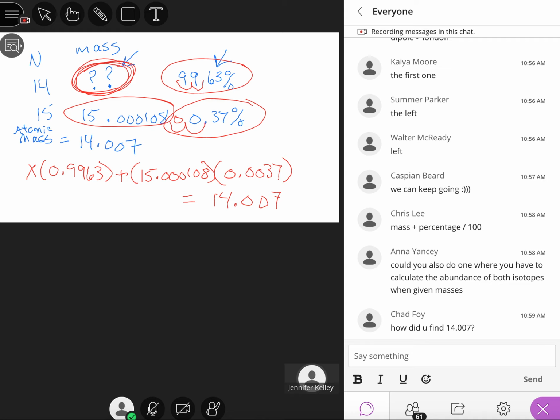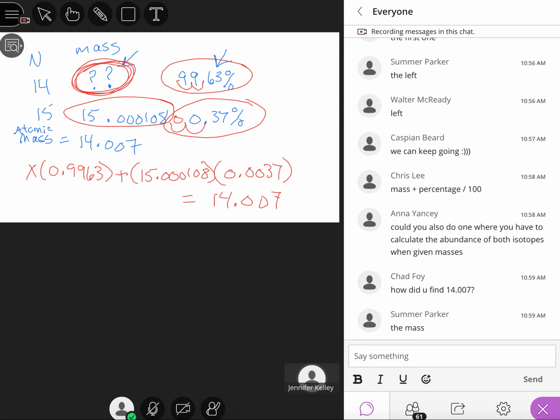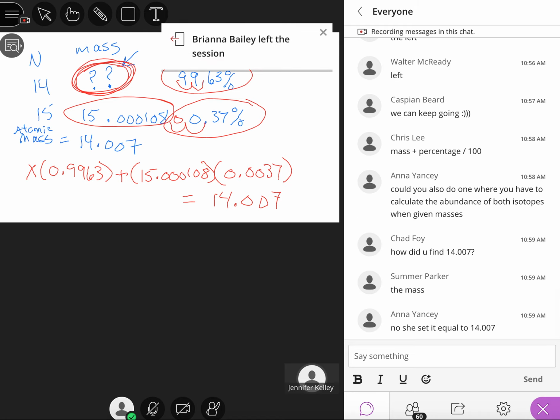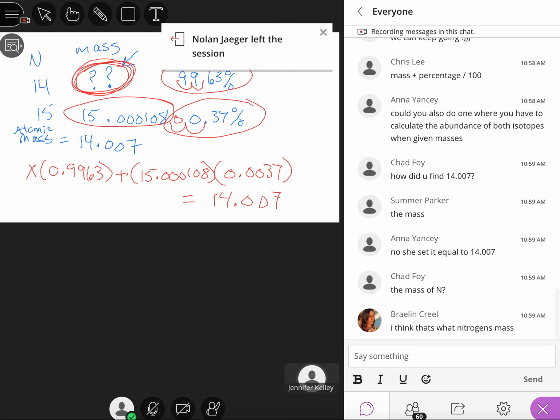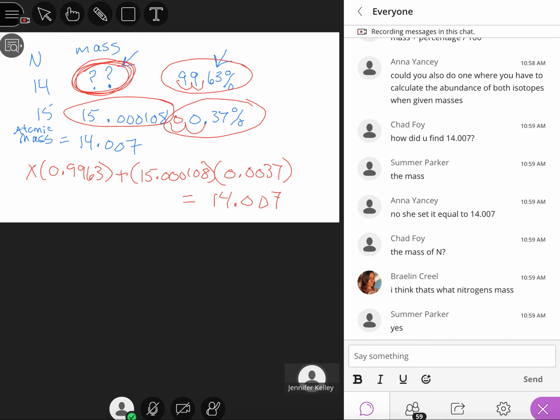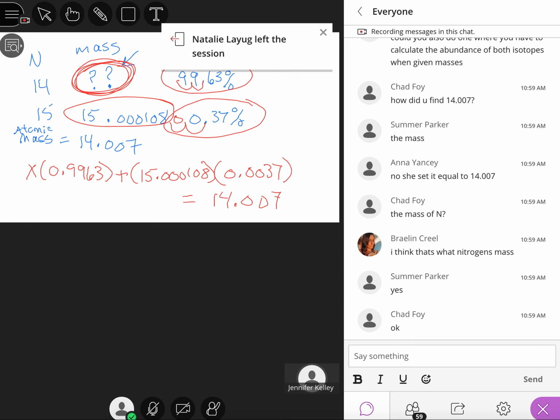I've got a minute or two that I could possibly do that. 14.00. Abundance, both, I suppose. So how do I find 14.007? That would be given in the problem. Yeah, it's just the mass of nitrogen. So that's the periodic table.